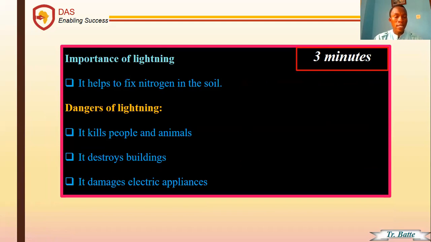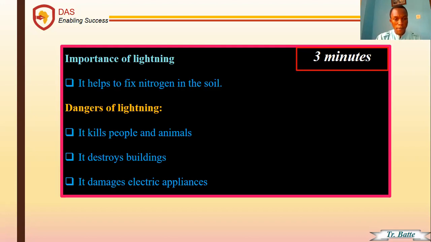Because as that light travels to the soil, in the sky we have what we call nitrogen. So that nitrogen gas or nitrogen compounds are fixed into the soil, and of course our plants will be in a position to absorb the nitrogen and hence use it to make different food nutrients, most especially proteins. So how is lightning important? Lightning helps to fix nitrogen in soil. That is very simple.